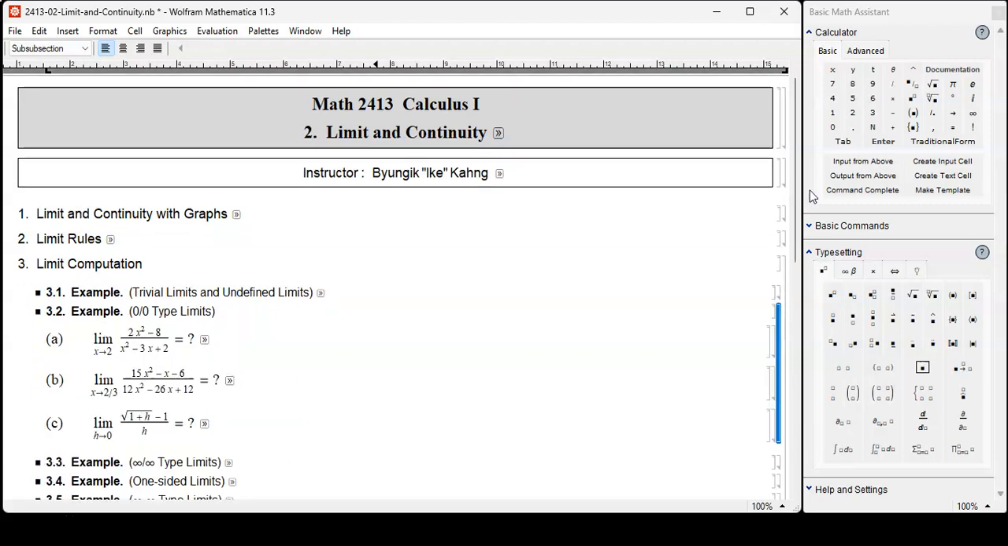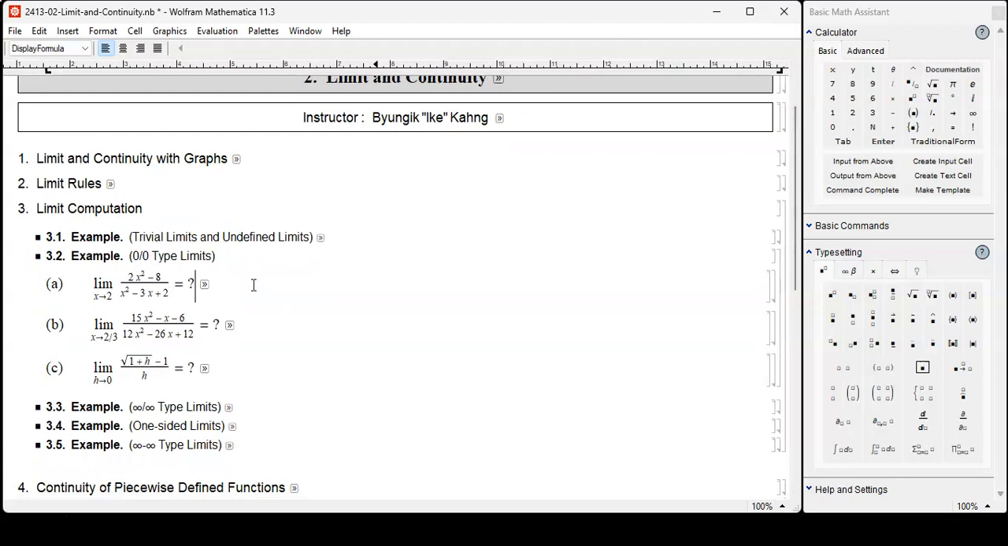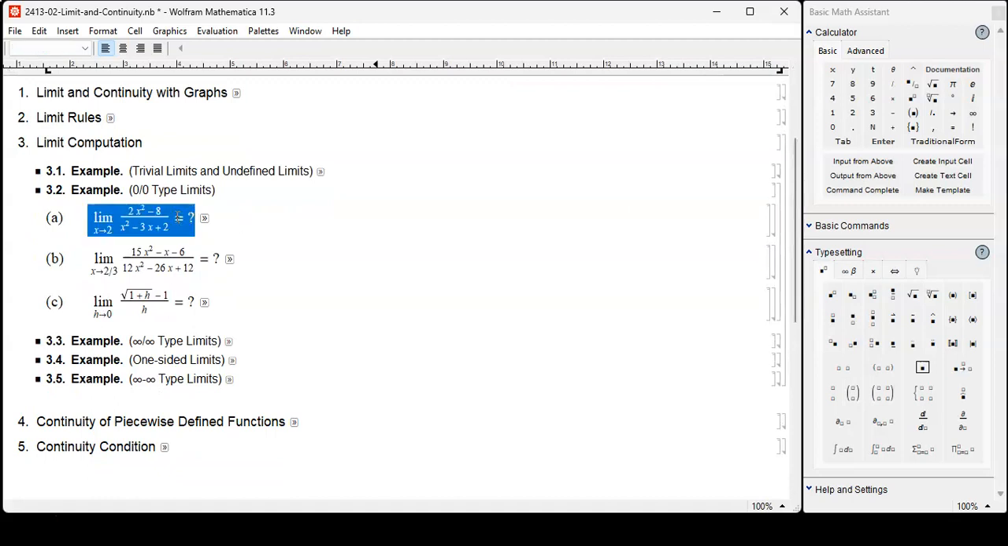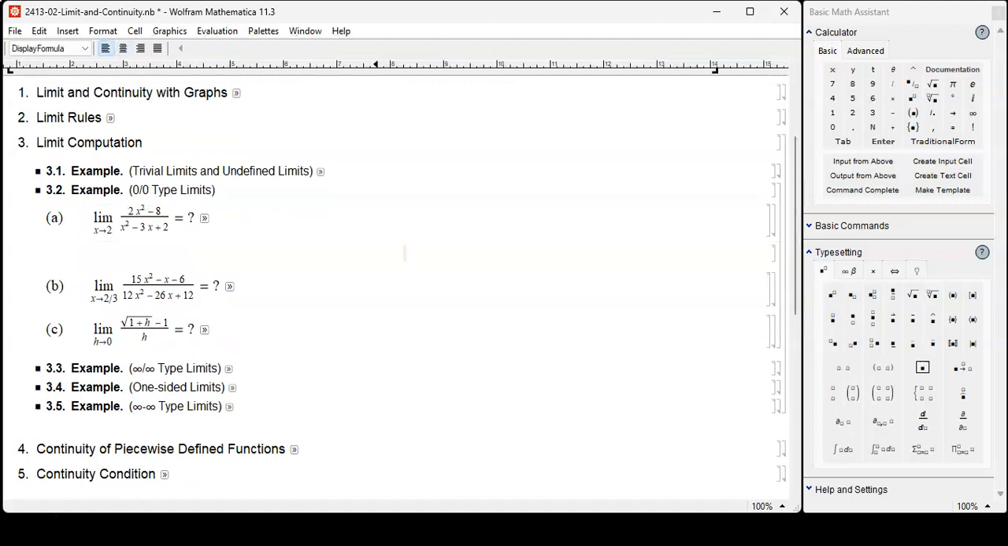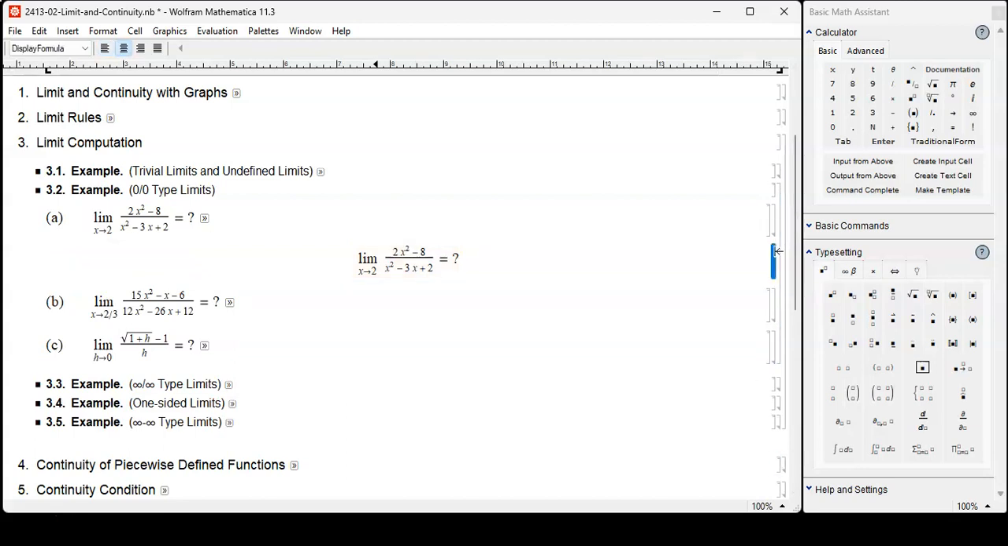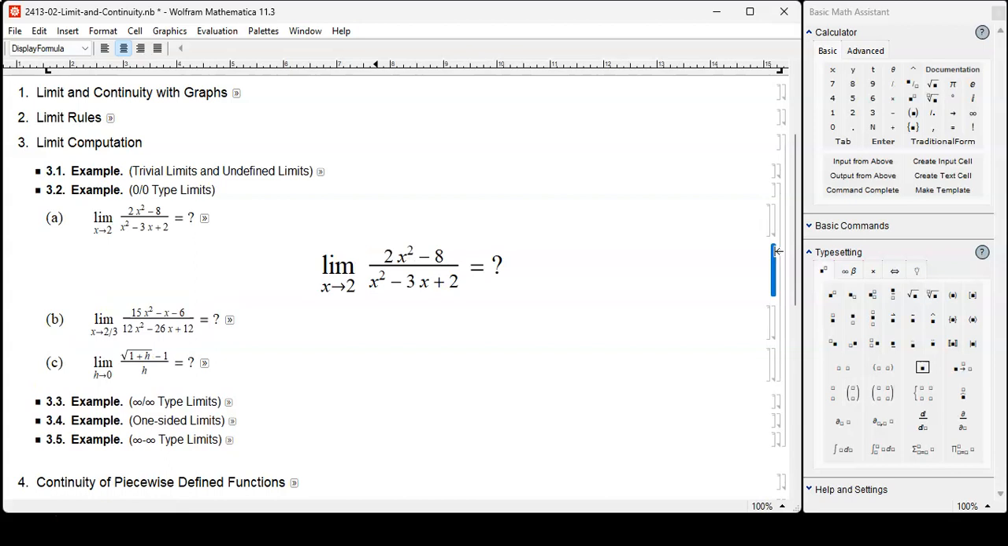First, 0 over 0 type limit. Okay, here we go. If you plug in x equals to 2, what happens? Stop the playback and go ahead. Are you going to get 0 over 0? Well, yes you do. You will get 0 over 0. That computation is left to the students. So if you have a 0 over 0 limit, what do you do? There are a couple of ways, and the first method I'm going to tell you here is a factorization method. The second method will be discussed several weeks later, so that can wait.